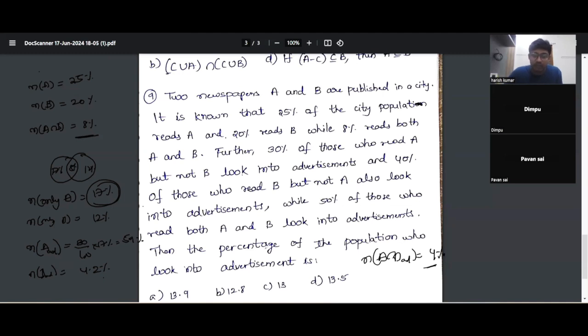We have to find the percentage of the population who look into advertisements. So 5.1% from only A, plus 4.8% from only B, plus 4% from A intersection B. That gives 13.9. So 13.9 is our answer. Is it understood?